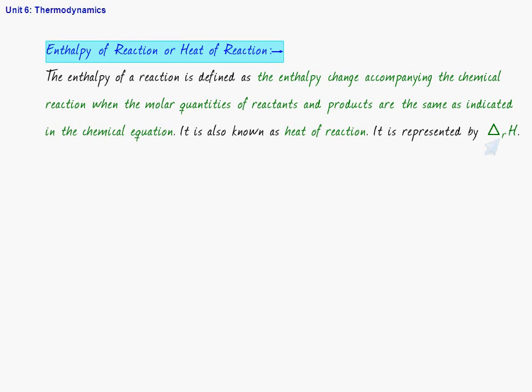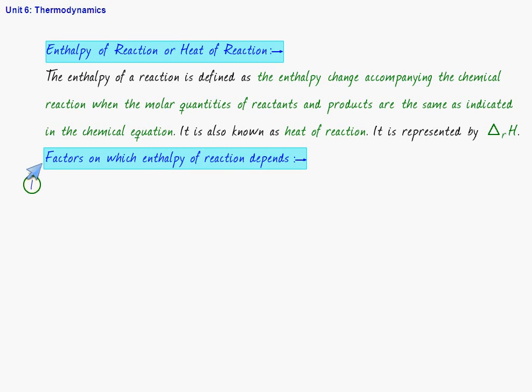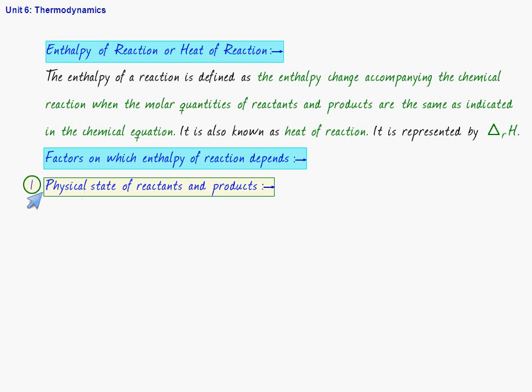Okay. Now enthalpy of reaction depends upon various factors. So let us discuss the factors on which enthalpy of reaction depends. Number one is the physical state of the reactants and products. Well, the value of delta RH depends upon the physical state of the products.